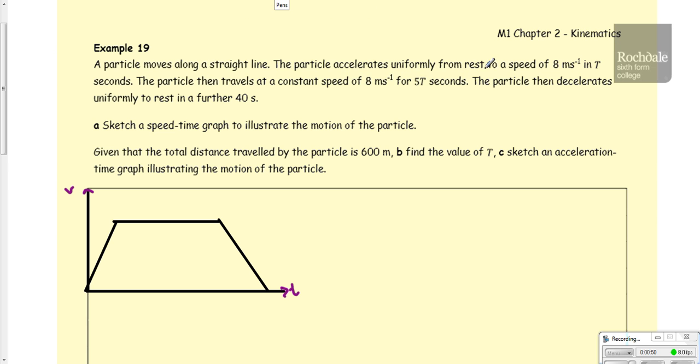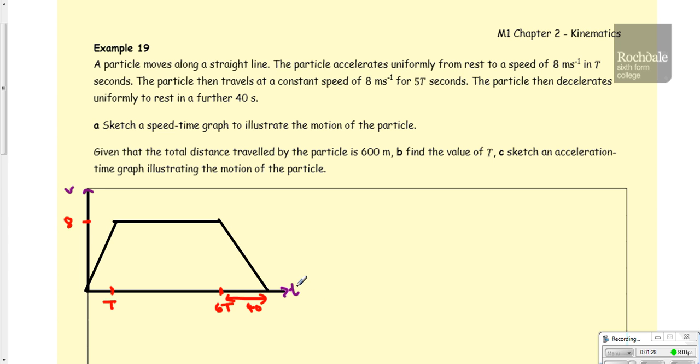So it accelerates uniformly from rest to a speed of 8. So this first section is to 8, and that takes t seconds. Travels at this 8 meters per second for 5t seconds. So our total up to here now is 6t. There was t seconds there, and a further 5t gives us 6t. And then it decelerates for a further 40 seconds. So this little stretch here is 40 seconds. Okay. So that's part A.